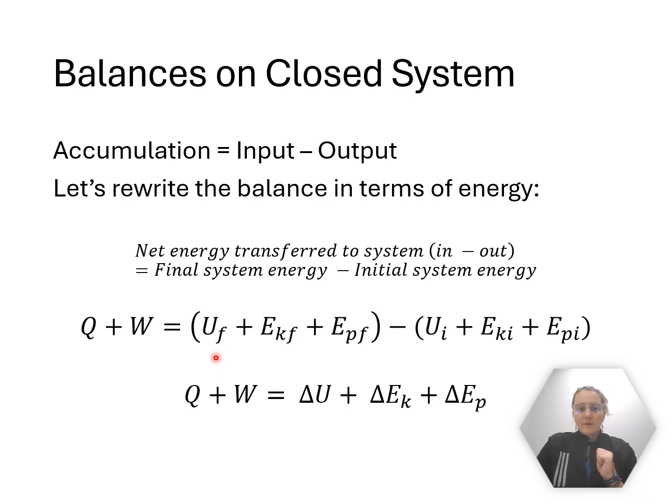Now, we have something within the system that's related to internal energy, kinetic energy, and potential energy inside of the system. There is an initial and a final internal energy, an initial and a final kinetic energy, and the same with potential. So the way that we write the closed system energy balance in our systems is that Q plus W, which is the net energy transferred into the system, is equal to the change in internal energy plus the change in kinetic plus the change in potential energy of the system. So whenever we have a closed system, this is the equation that you will start from in order to try and solve the problem.